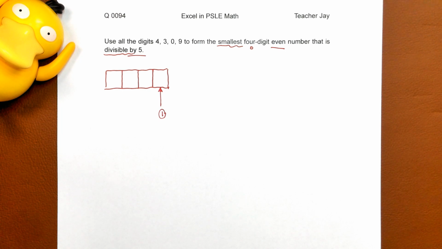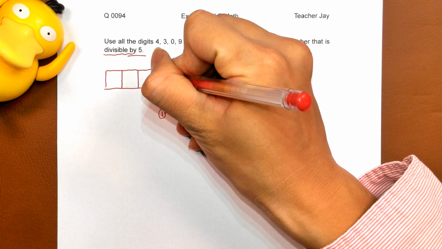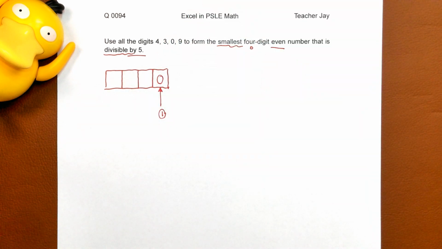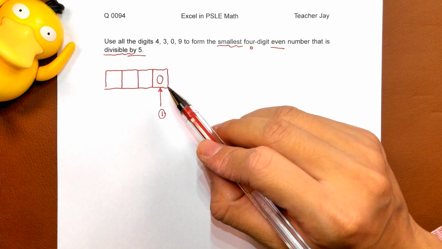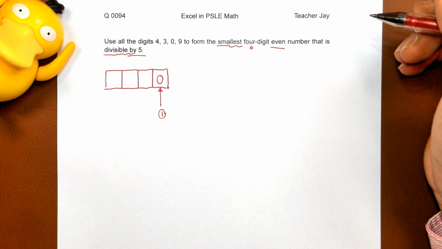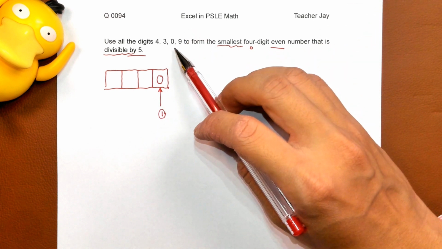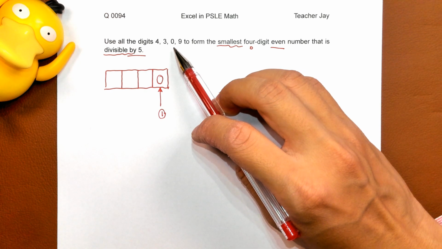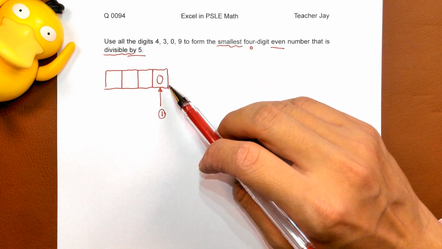So 0 is placed in the ones place. All right. I repeat. 2 scenarios. 1, it's even number, so ones place must be 0, 2, 4, 6 or 8. And for numbers divisible by 5, the ones place must be 0 or 5. Since we only have digit 0, so we place 0 in the ones place.